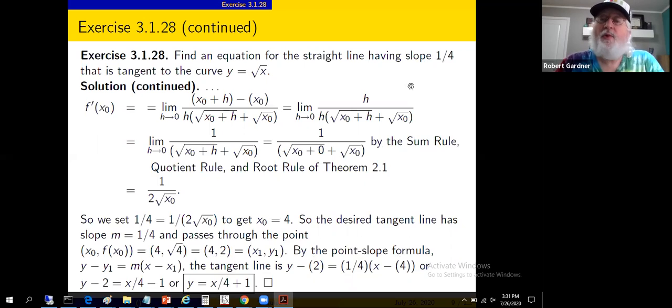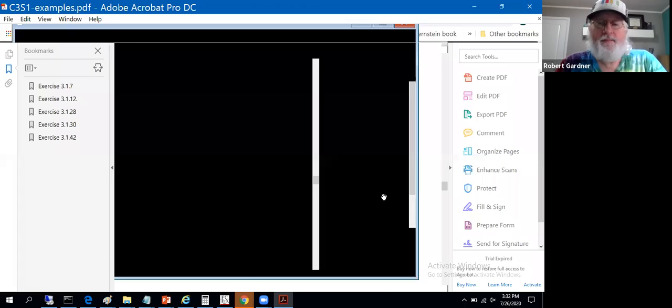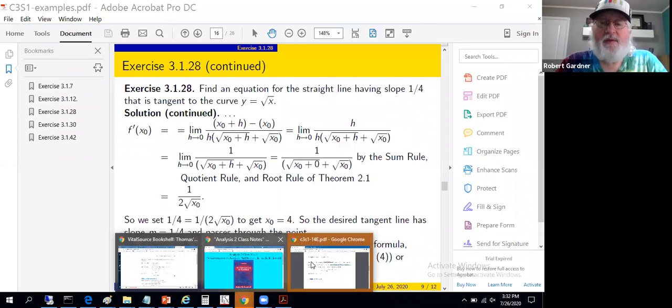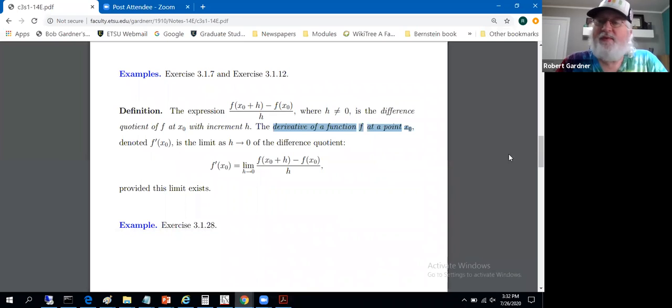Got a slope of 1/4, like it should. If I plug in 4 for x here, sure enough, we'll get out y equals 2. So it passes through the appropriate point. It has the correct slope. That's the line. Okay, so that wasn't that different from the derivative stuff we were doing.